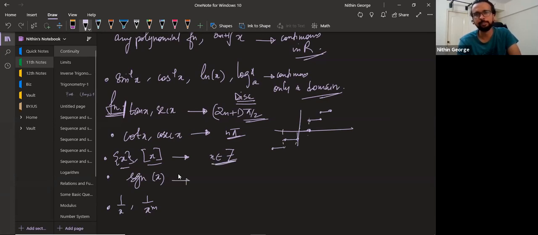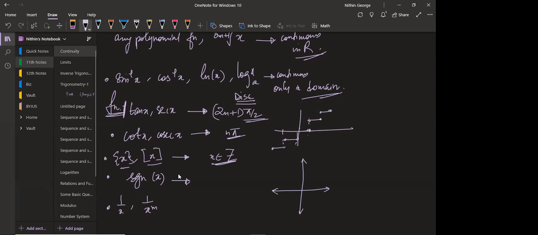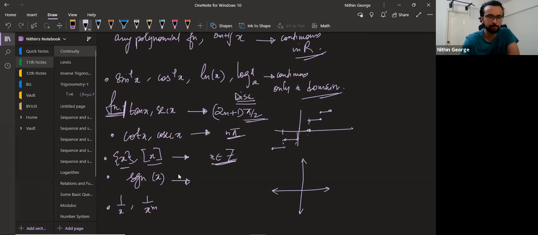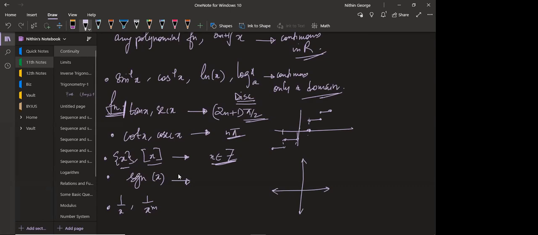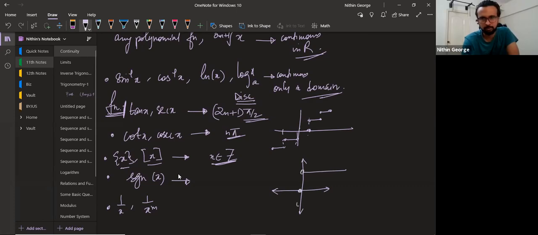Now, signum of x, when will this be discontinuous? What is signum x? Check your notebook if you don't remember. When x is greater than 0, it's 1. When x is equal to 0, it's 0. When x is less than 0, it's minus 1. So does this graph look continuous to you guys? No, right? So where is it discontinuous? At x equal to 0.